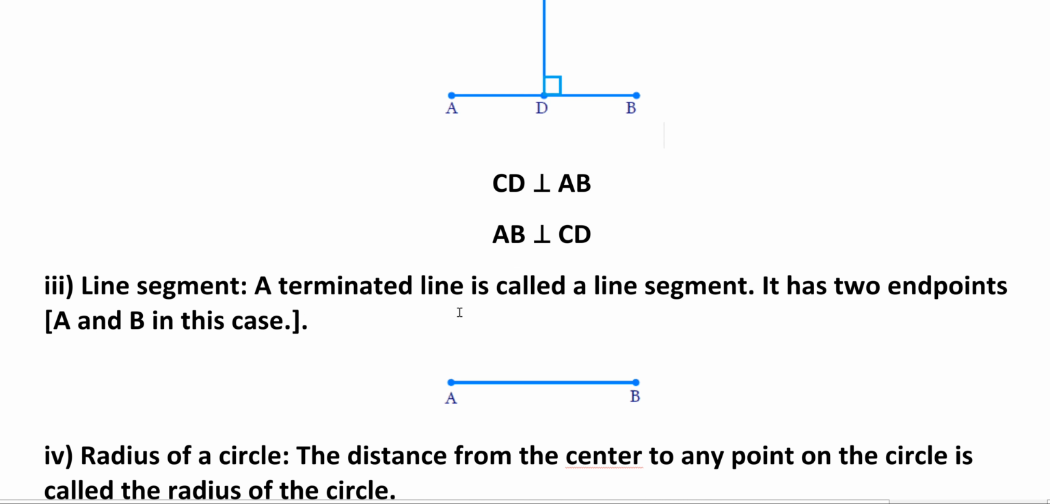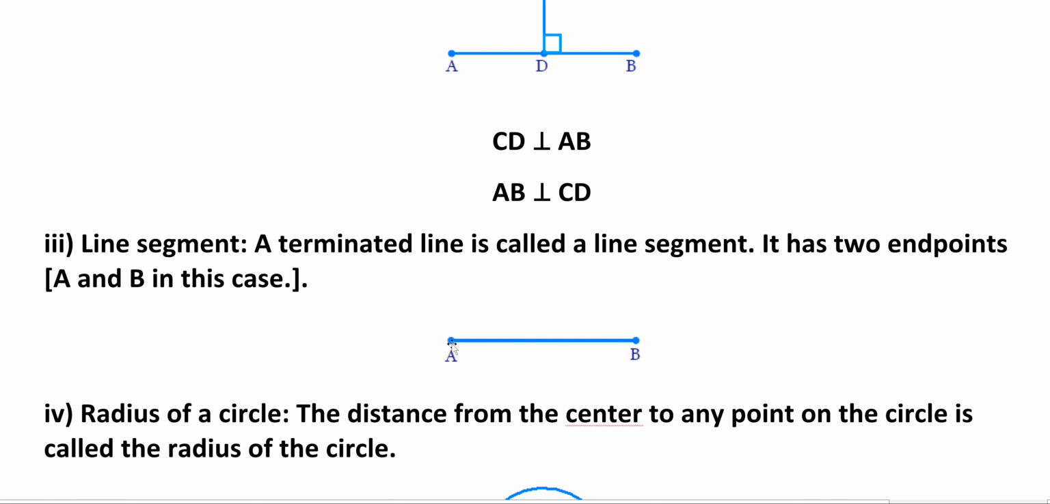Line segment. A terminated line is called a line segment. It has two end points, A and B in the case of AB. Terminated lines have end points, that is A and B. This is called a line segment. It will not go beyond A and B.